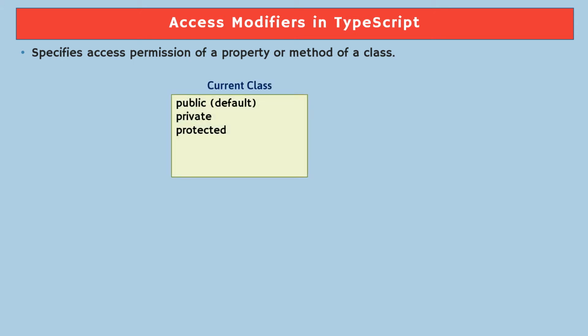You have three access modifiers in TypeScript, that is public, private, and protected. The default is public. That means if you don't specify the access modifier while creating the property or method, it is by default considered as public.